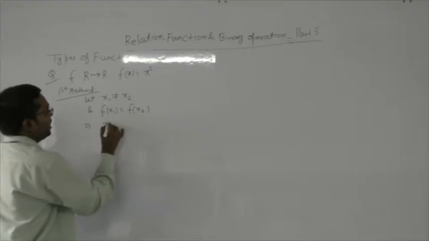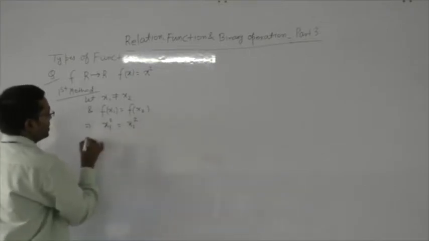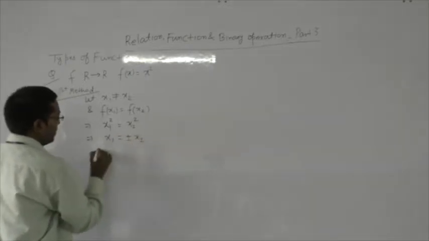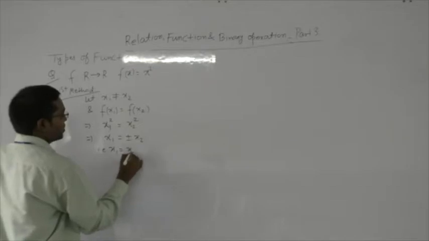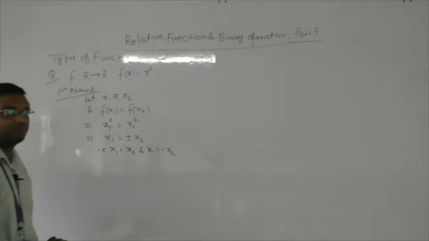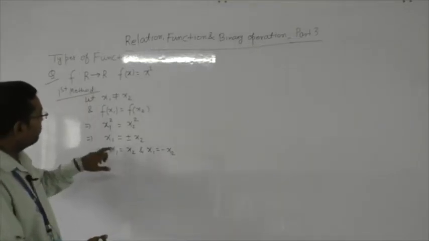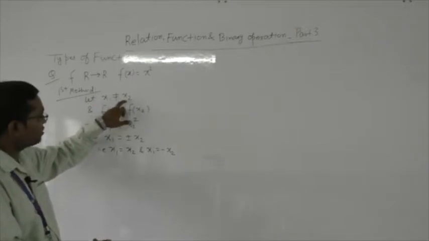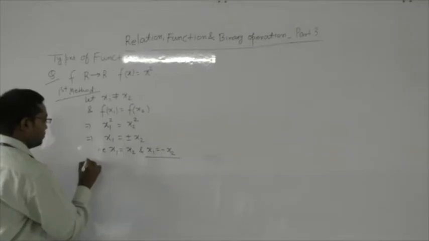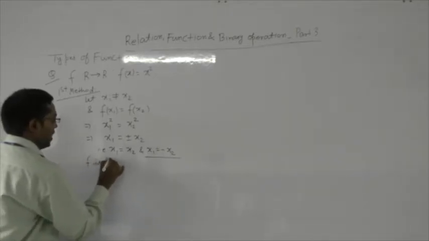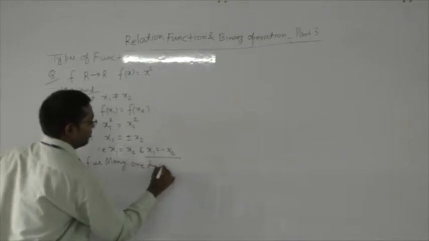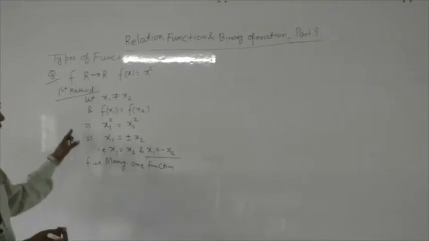So f(x1) will be x1 squared equals x2 squared. From here we get x1 equals plus or minus x2. That is, we get x1 equals x2 and also x1 equals minus x2. What does it mean? What we assumed, that x1 not equal to x2, is being satisfied here. Hence, we can say that this function is a many-one function. This is by the theory method.